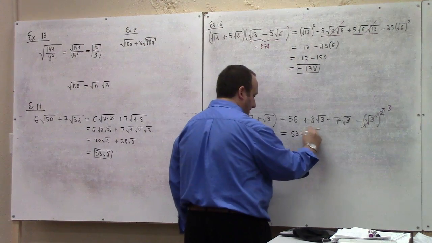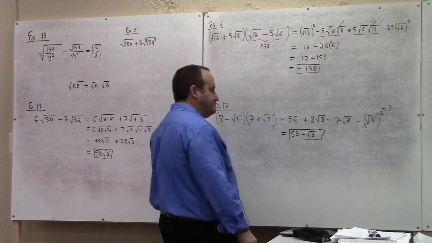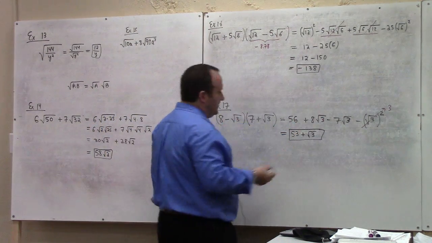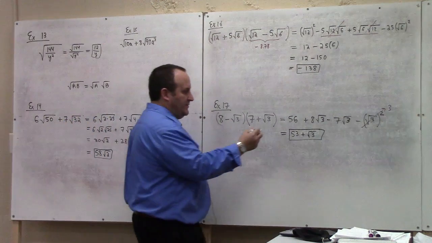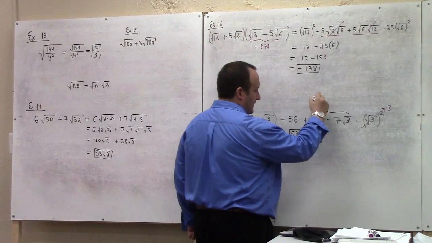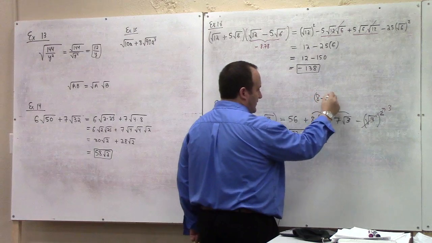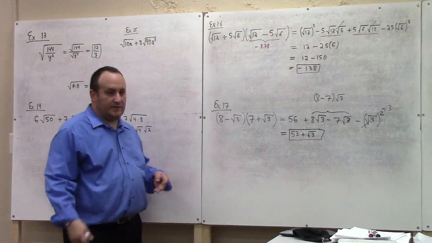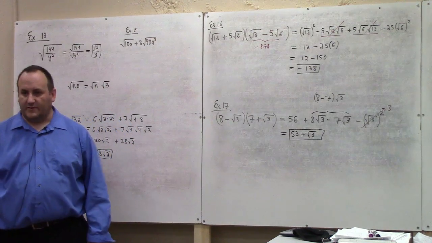So does that get rid of the square root? No, but basically we group these together. This gives us 8 minus 7 times the square root of 3. You could look at it that way, and then 8 minus 7 is 1. So, however you want to look at that.